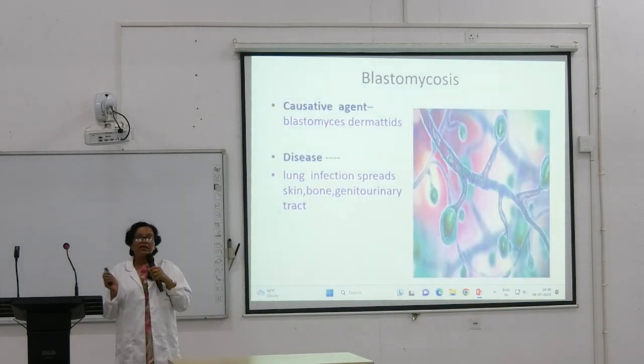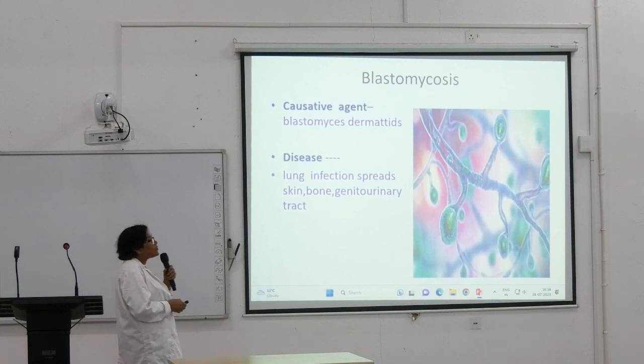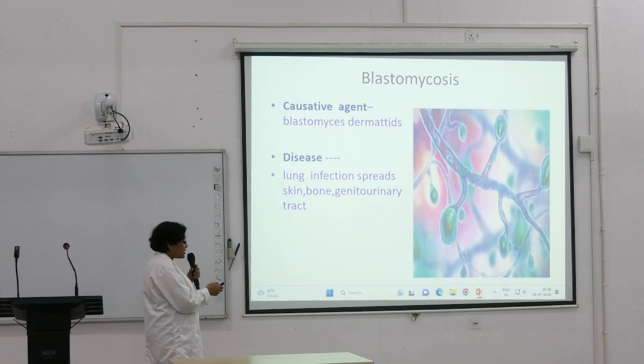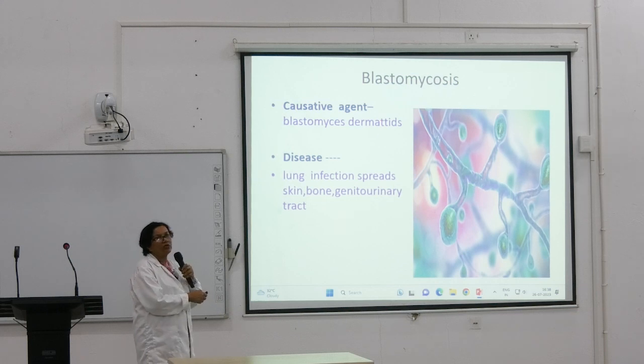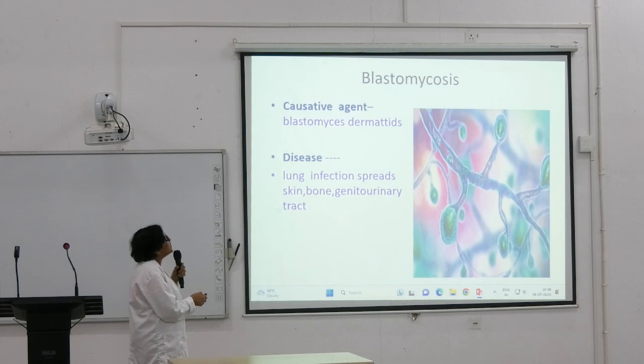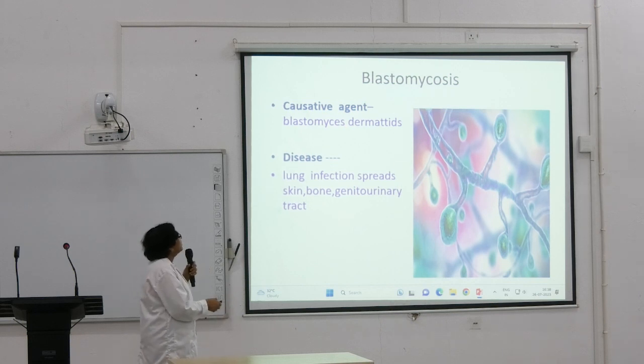Next, another dimorphic fungi, blastomycosis. Causative agent is Blastomyces dermatitidis. It is omitted as space was narrow, so I have omitted some letters. So Blastomyces dermatitidis. These are the picture you can see.